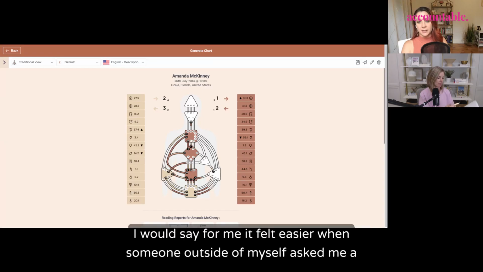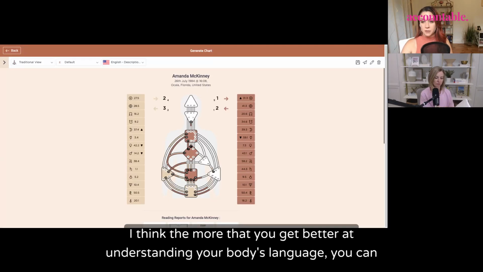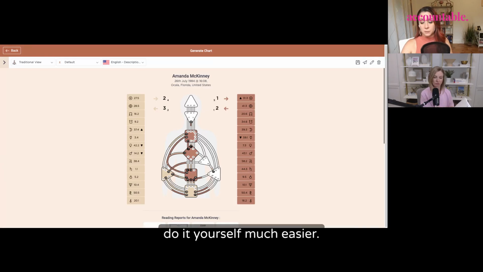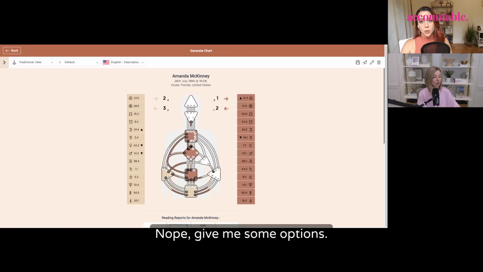You can. I would say for me, it felt easier when someone outside of myself asked me a question. I think the more that you get better at understanding your body's language, you can do it yourself much easier. But I will literally ask my husband to restate it. Nope, give me some options. Give me one option at a time.